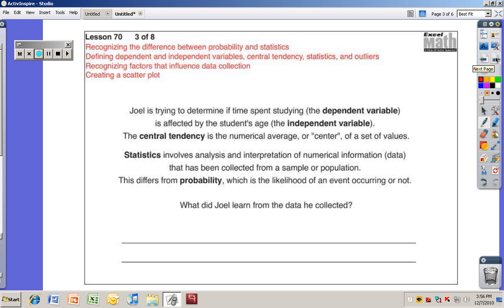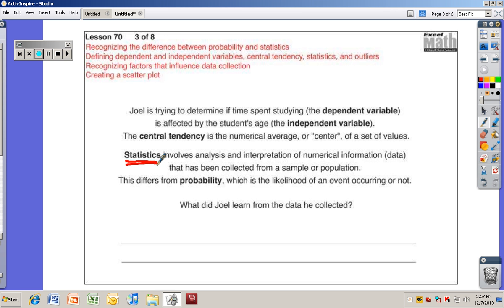Statistics involves analysis and interpretation of numerical information, which we call data, that has been collected from a sample or population. This differs from probability, which is the likelihood of an event occurring or not occurring. So let's make sure we understand these two terms. Statistics is what we're looking at on this scatter plot, where we're taking information, we're taking numbers from like a questionnaire or a sample, and we're analyzing them, we're thinking about them, we're saying what we think they mean.